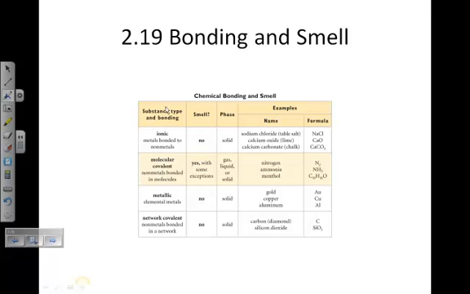So, summarizing it, we can say that we know from previous sections the different bonding types. We can say that most of these do not have smells, with the exception of some of the non-metal type molecules. Of these, the ones that probably smell are the ones that are polar.